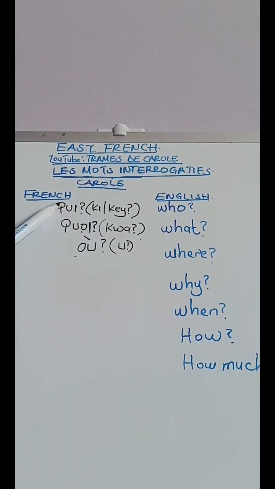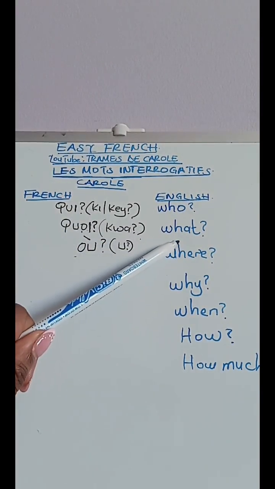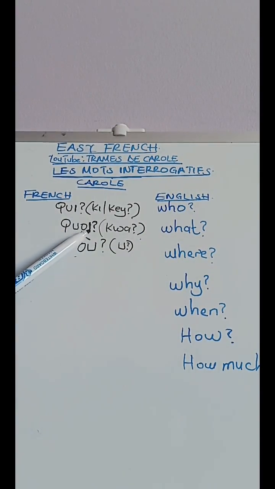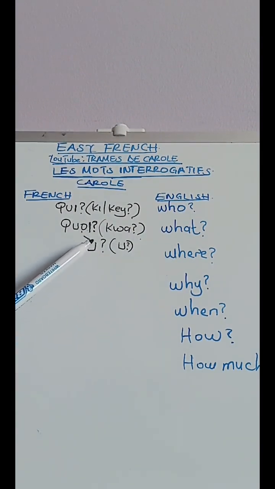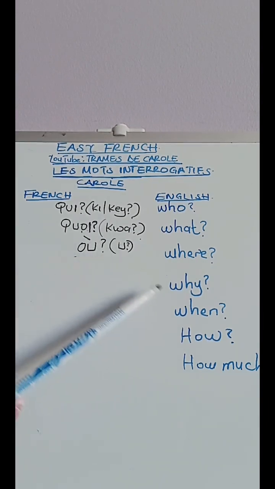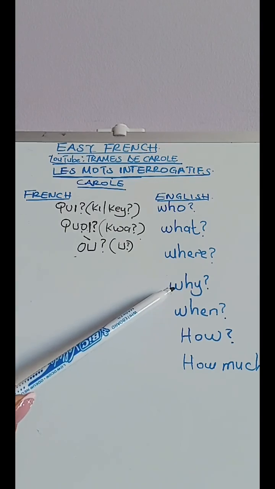Who is qui? Read as this. What? Quoi. Read as quoi. Where is où? Note that there is an accent here, okay? Où. So how do we say why?